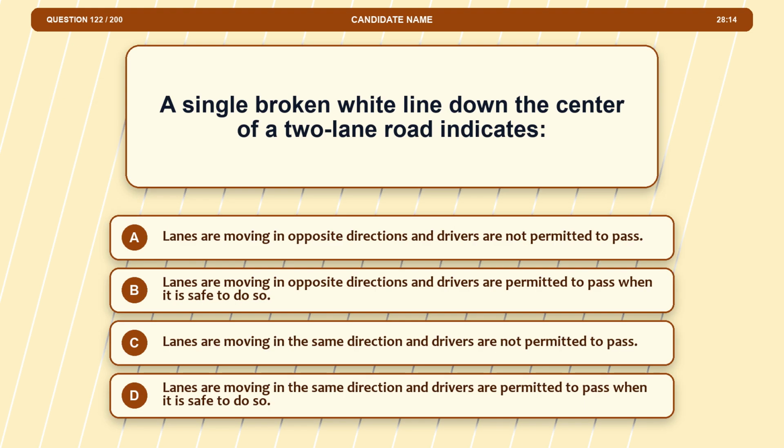Question 122. A single broken white line down the center of a two-lane road indicates: Option A, lanes are moving in opposite directions and drivers are not permitted to pass. Option B, lanes are moving in opposite directions and drivers are permitted to pass when it is safe to do so. Option C, lanes are moving in the same direction and drivers are not permitted to pass. Option D, lanes are moving in the same direction and drivers are permitted to pass when it is safe to do so.